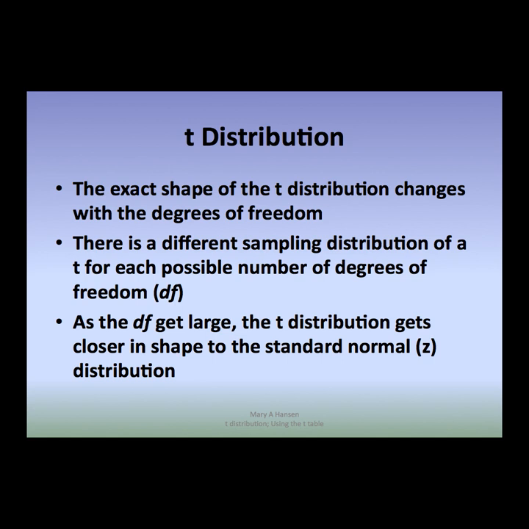The exact shape of the t-distribution changes with the degrees of freedom. There is a different distribution of t for each possible number of degrees of freedom. This is different than the z-distribution or standard normal distribution. There is only one single normal distribution. However, there is a family of t-distributions. The shapes of all of these t-distributions are symmetric bell-shaped curves, and each distribution has a mean of 0. As the degrees of freedom get large, the t-distribution gets closer in shape to the standard normal distribution.